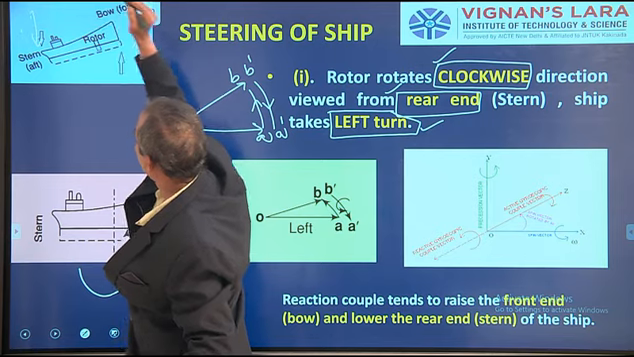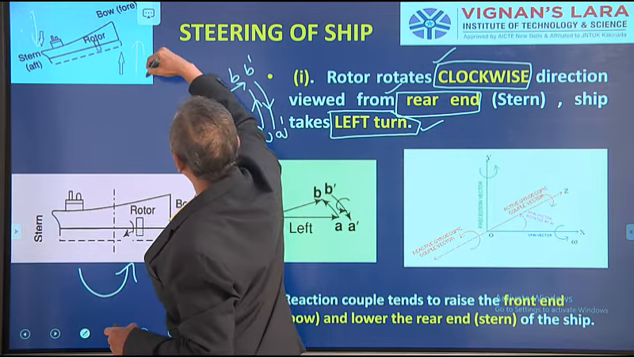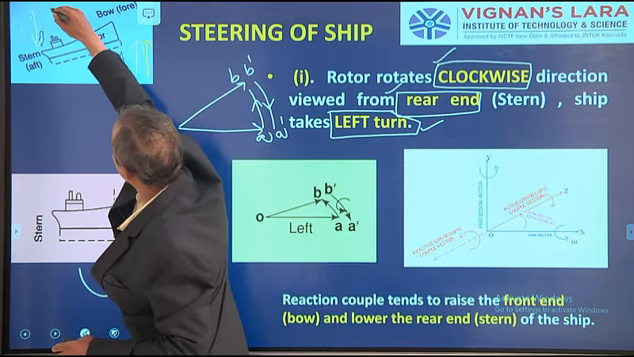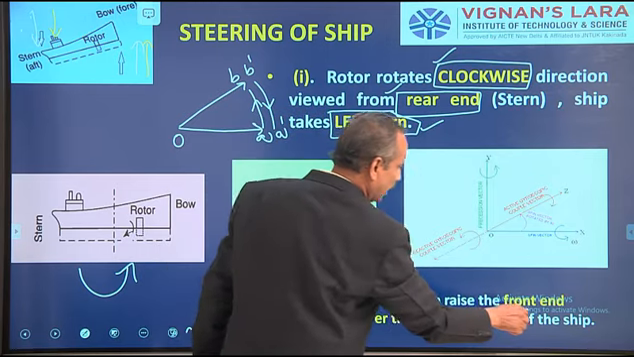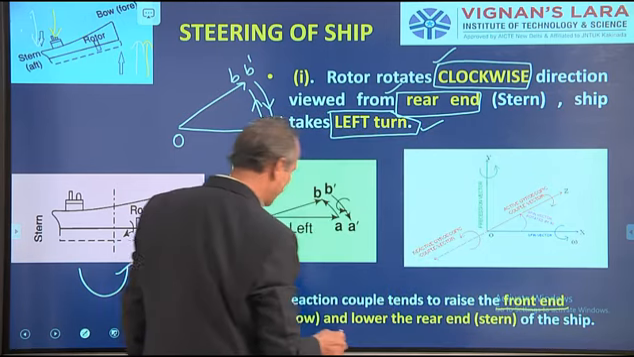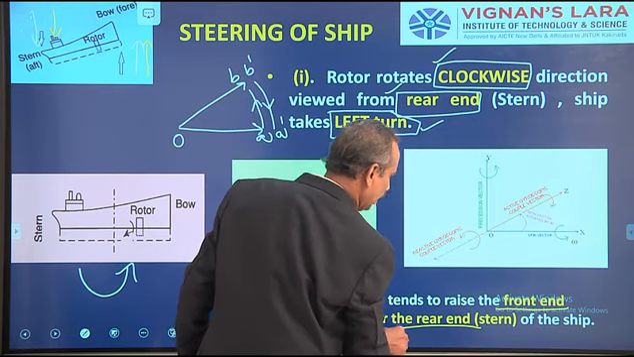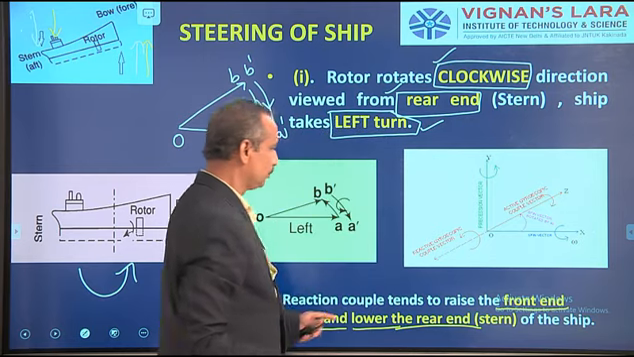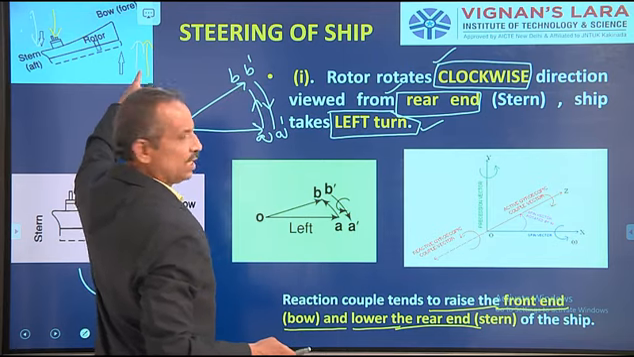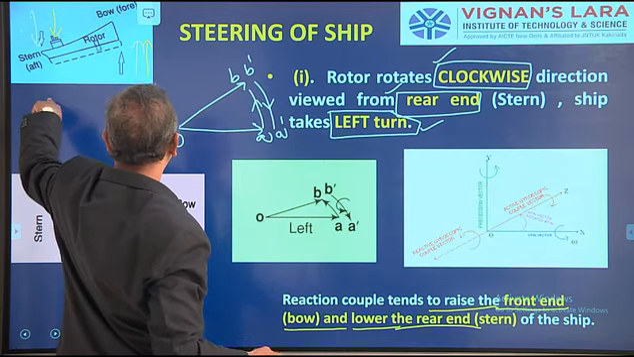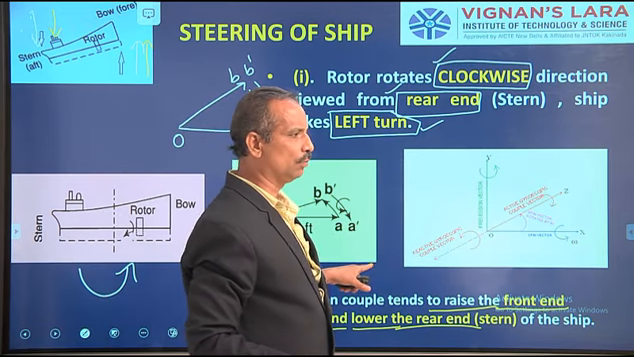So it moves the bow up and the stern down. That is what we have written. See here, the front end rises and the rear end lowers. So look at this. The front end, that is the bow portion, rises and the rear end, the stern, lowers. That is the effect of the gyroscopic couple.